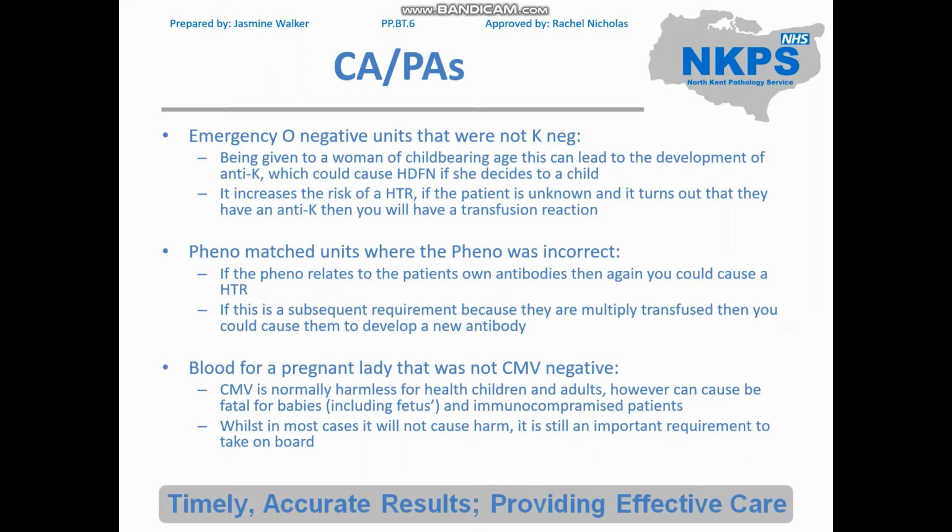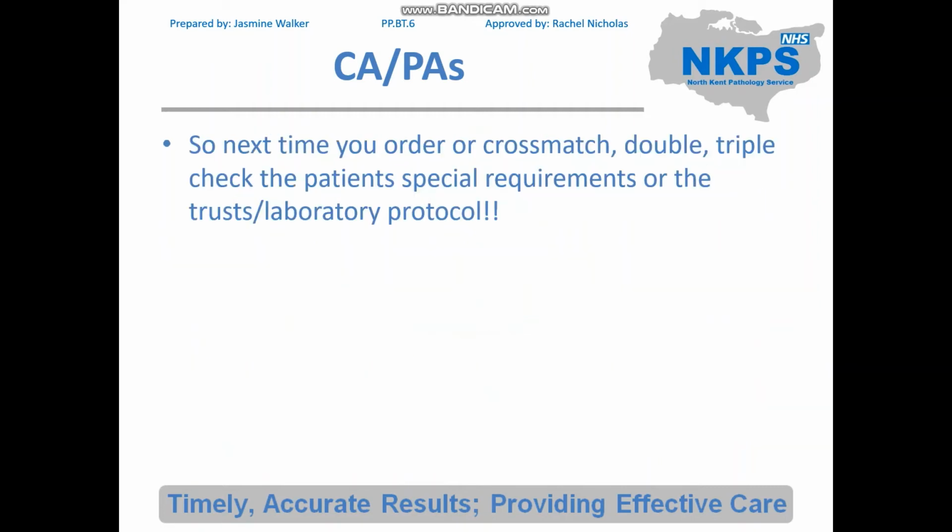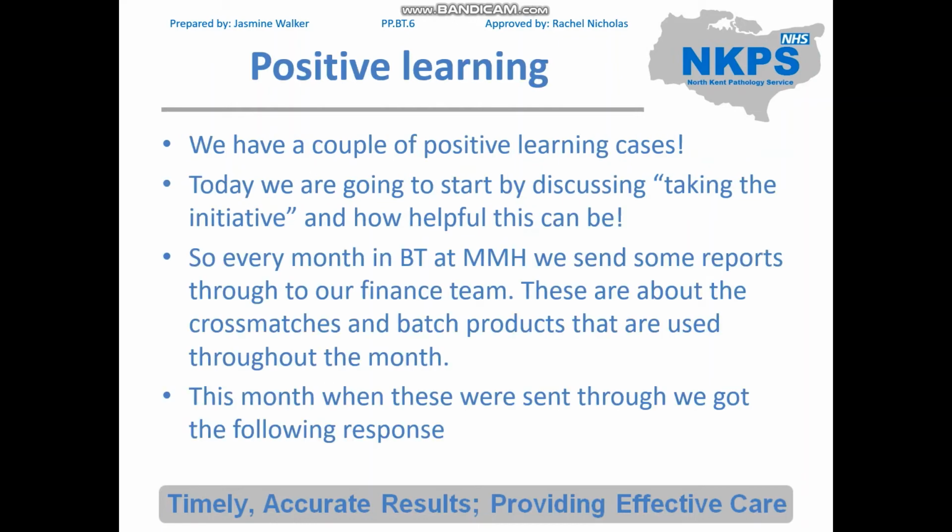CMV is normally harmless for healthy children and adults. However, it can be fatal for babies, including fetuses, and immunocompromised patients. Whilst in most cases it won't cause harm, it's still an important requirement to take on board. The next time you order or cross-match, double and triple check the patient's special requirements or the trust/laboratory protocol to ensure that we're giving the best blood that we can be giving to that patient.